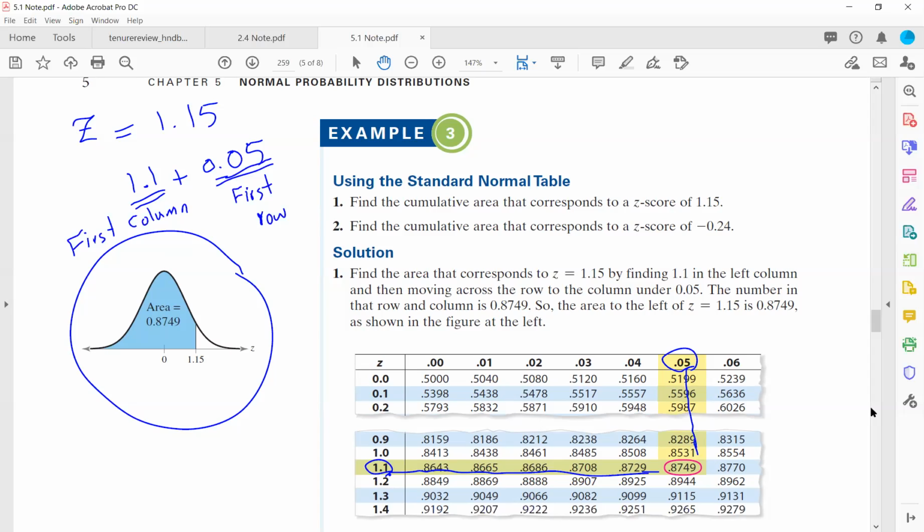So it's the probability for this z-score. The probability of z being less than or equal to 1.15 is 0.87, or 87%.